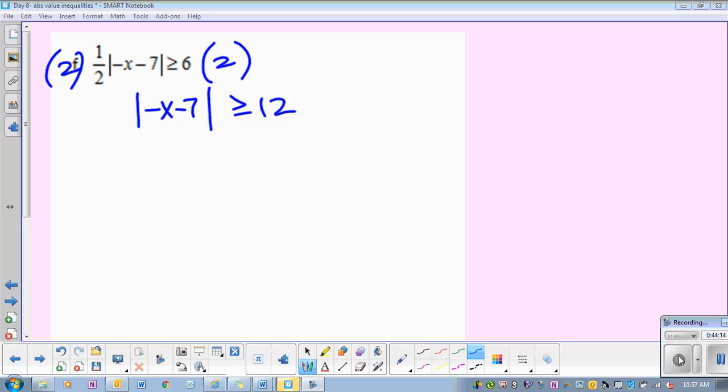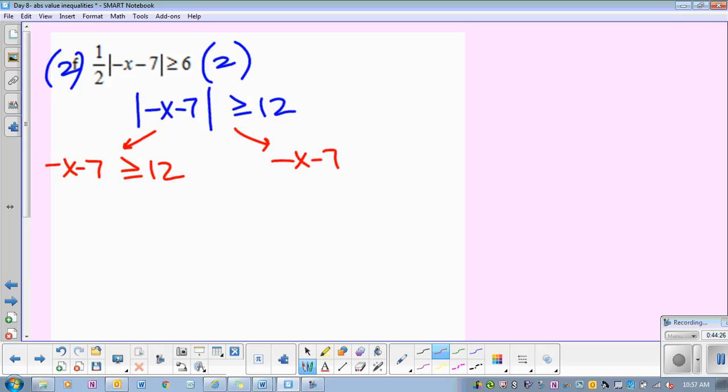Now, I need to drop the bars, write it twice. Negative x minus 7 is greater than 12. And then negative x minus 7 is less than or equal to negative 12. Right? Split. Oh. Forgot to do the what? Flip the sign on the second one? Oh no. Do you want a color pencil so you can do it in color?